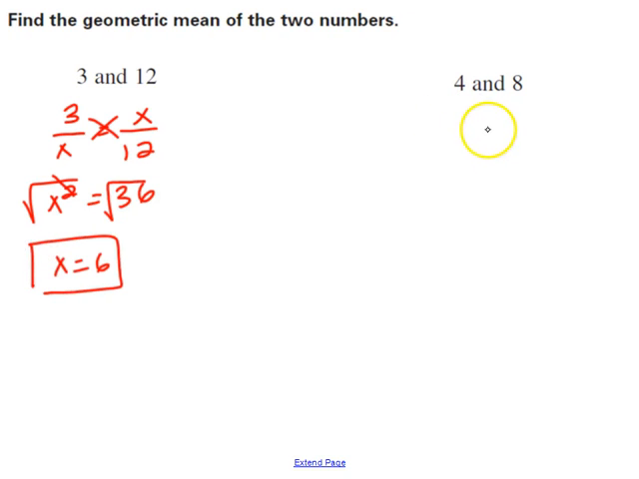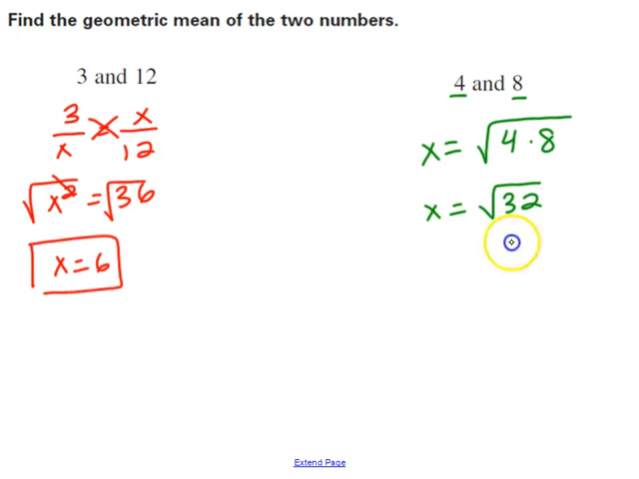If you remember on the page before, we also said that when you find the geometric mean and you cross multiply, you're going to end up with x equal to the square root of the two numbers multiplied. So we can go ahead and set up x equal to the square root of 4 times 8. So 4 times 8 is going to be 32. And now, this is not a perfect square, so we're going to need to simplify this radical.